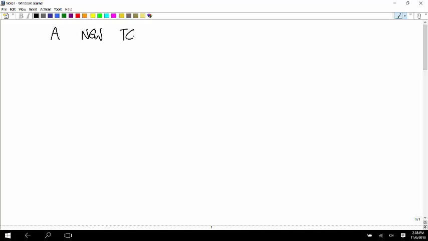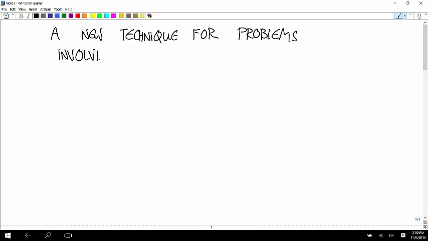So a new technique for problems involving rolling or sliding along surfaces.